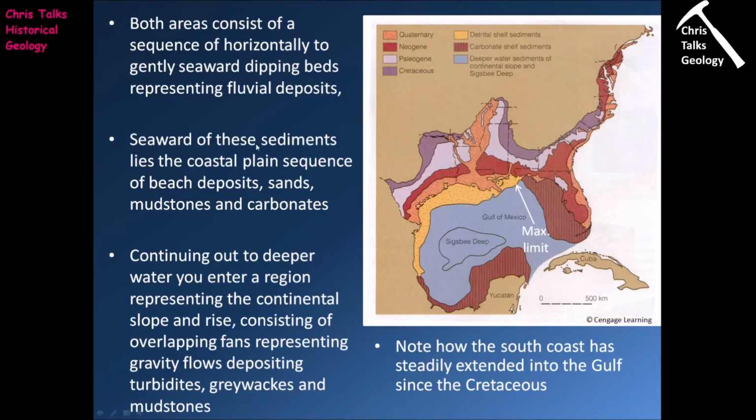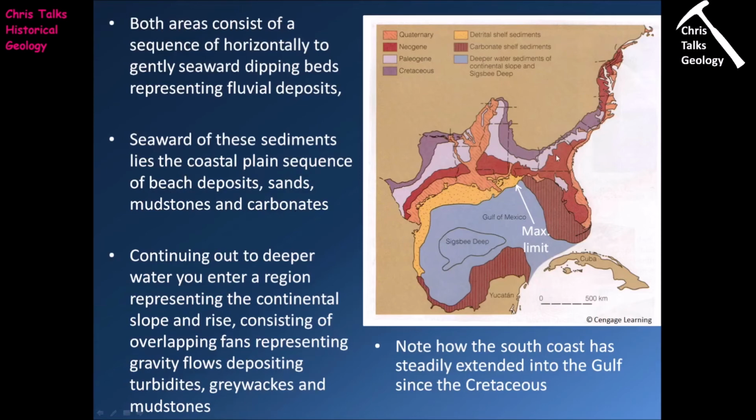Both of the areas, the Gulf Coast region and the Atlantic plains, consist of a sequence of horizontally to gently seaward-dipping beds representing fluvial deposits. So we see a transition across the plain, starting with continental fluvial sediments, then going into intermediate sediments, typically beach deposits, and then those deposits grade into marine sandstones, marine mudstones, and finally marine carbonates. So the seaward side of this sedimentary sequence lies the coastal plain sequence, which consists of beach deposits, sands, mudstones, and carbonates.